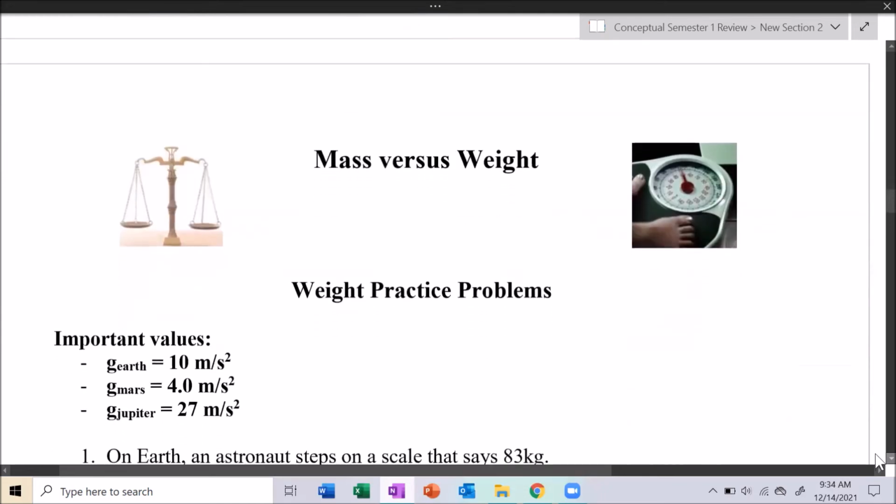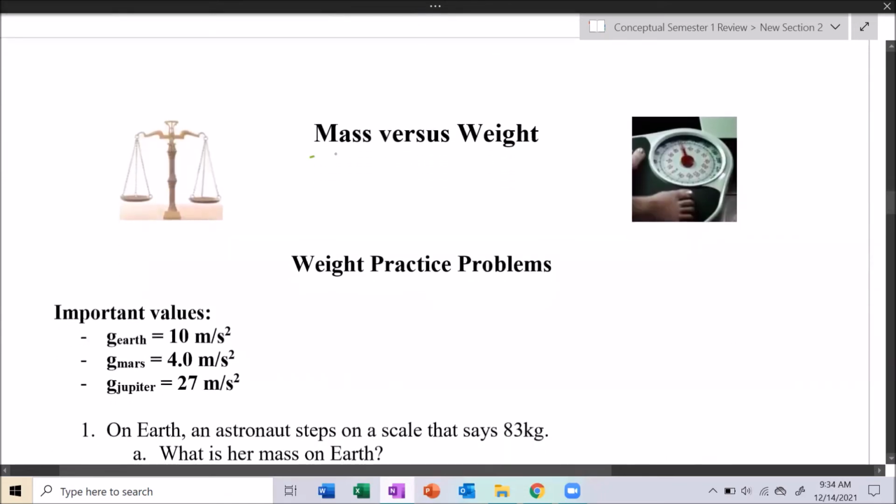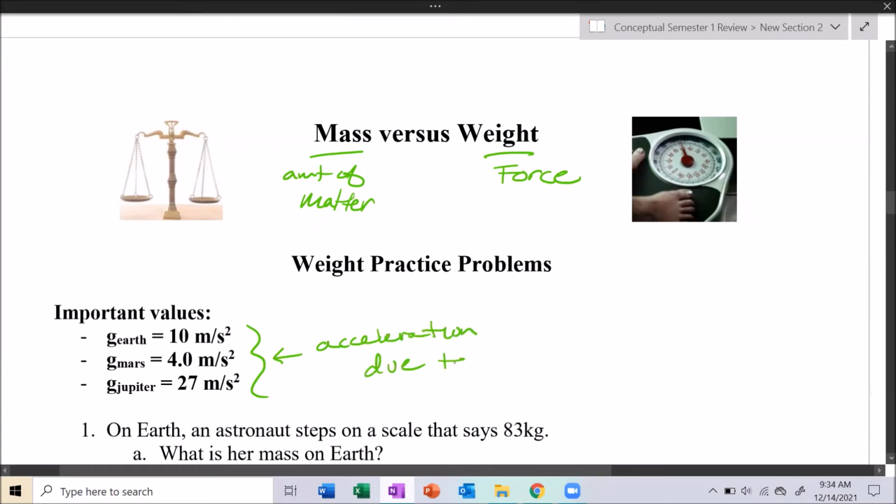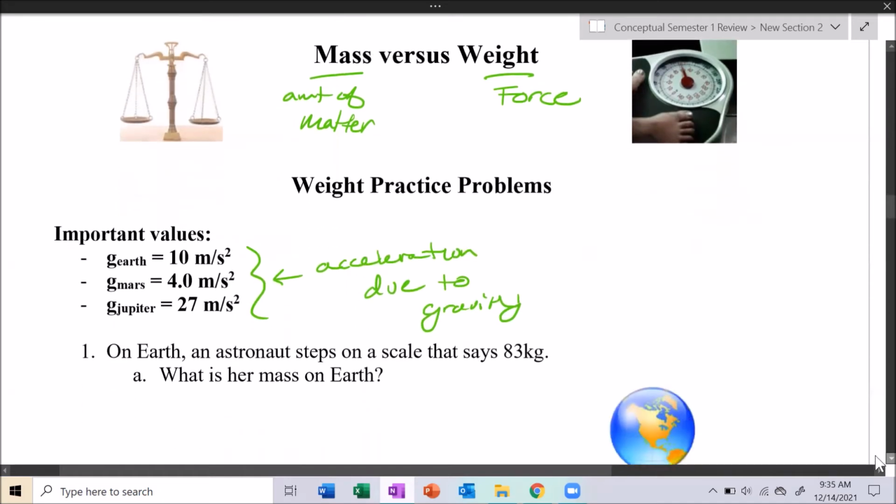Important because weight is a force, mass is an amount of measure in an object. Mass, we use kilograms. Weight, we're going to use newtons because it's a force. Now, the basic formula, F equals ma, comes from Newton's second law. To apply that to weight, you would take weight equals mass times acceleration due to gravity. So that answer for weight's always going to be newtons. Acceleration of gravity is going to be based on where you are. So on Earth, it's always 10. But look over here, there's a key of important values. On Mars, little g is going to be 4. And on Jupiter, it's 27.